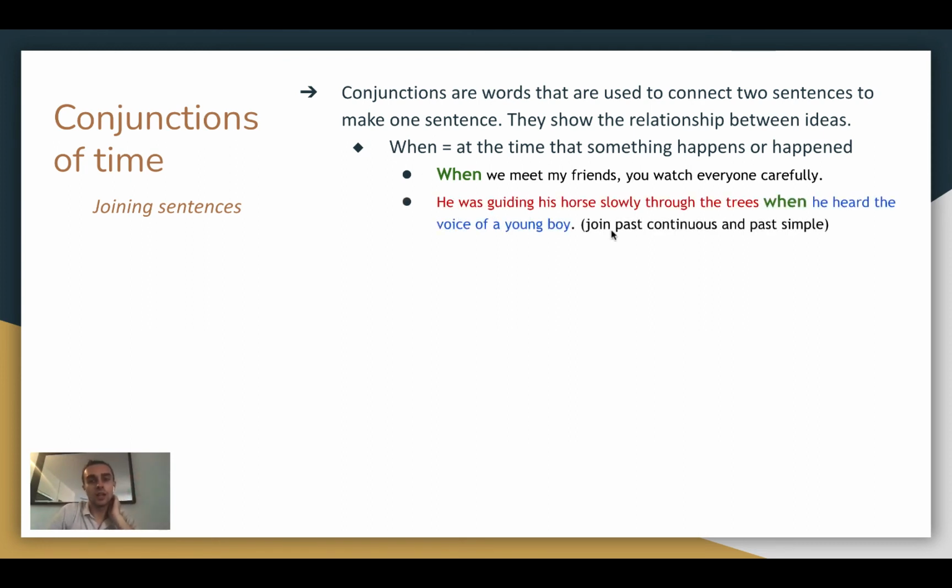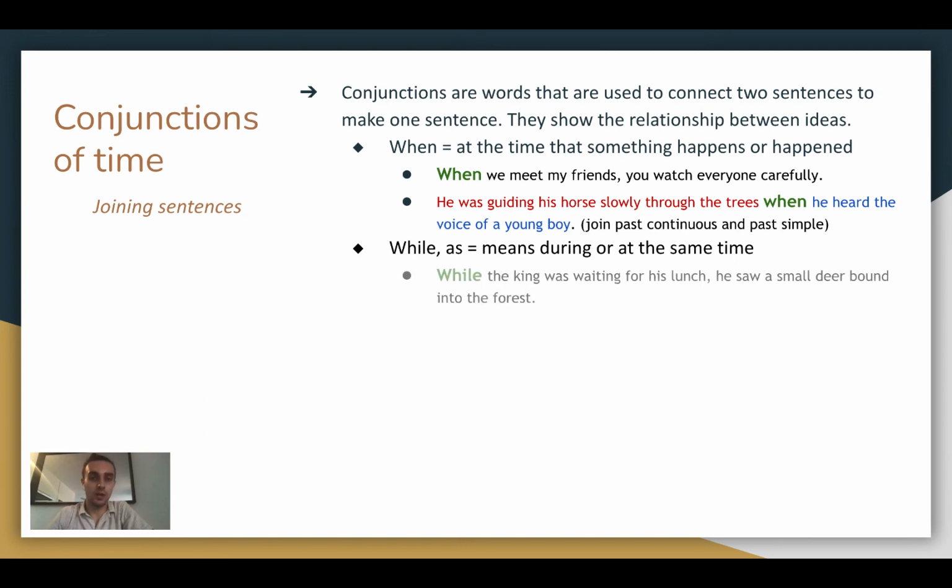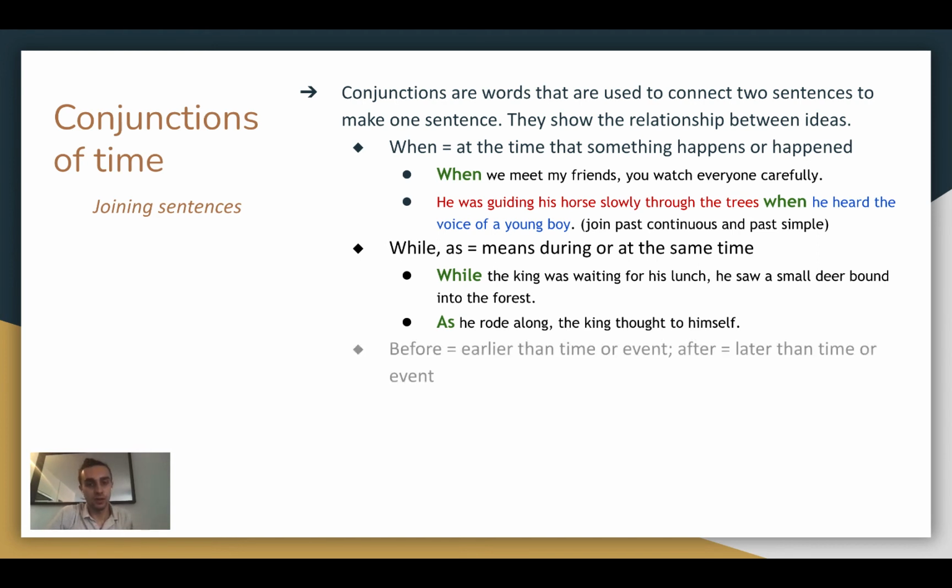It can also use when to join past continuous and past simple sentences. So we say, he was guiding his horse slowly through the trees when he heard the voice of a young boy. So he was guiding at the same time that he heard the voice of a young boy, right? While or as is similar to when, and they mean during or at the same time, right? So while the king was waiting for his lunch, at the same time that he was waiting for his lunch, he saw a small deer bound into the forest, right? As he rode along, at the same time that he rode along on his horse, he thought to himself, right?